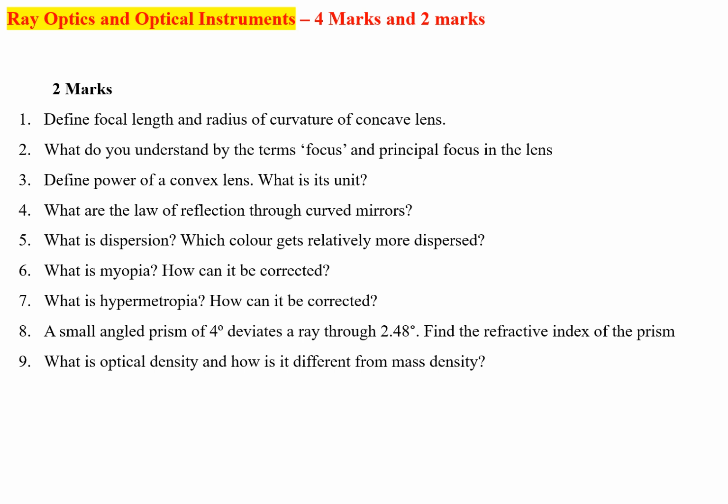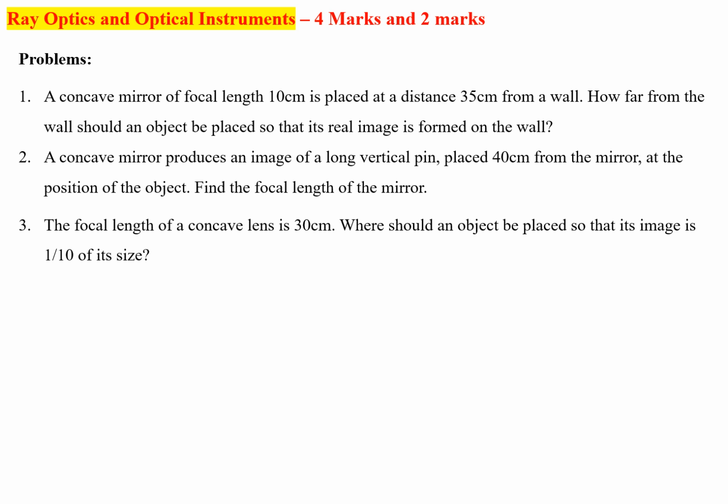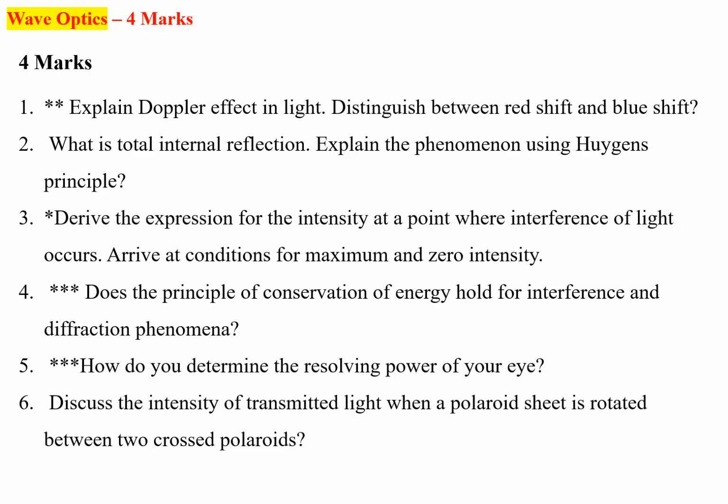For 2 mark questions here, frequently they ask about myopia and hypermetropia. They also ask about focal length and radius of curvature in this chapter, and some problems. In wave optics, frequently they will ask about the Doppler effect. Listen here, this is the Doppler effect in case of light, but the previous one, in waves, was the Doppler effect and Doppler shift for sound. This is for light, and that one is for sound. Remember this.